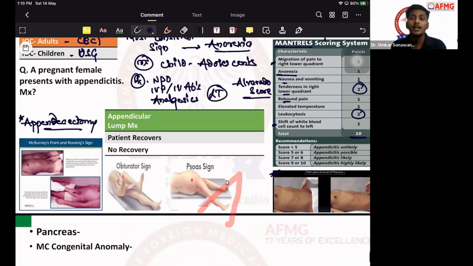Please remember, we see a soap bubble appearance in cases of abdominal X-ray. In which condition? In cases of generalized peritonitis. Yaad rakhna. So if I talk about open appendicectomy, which kind of incision is given?